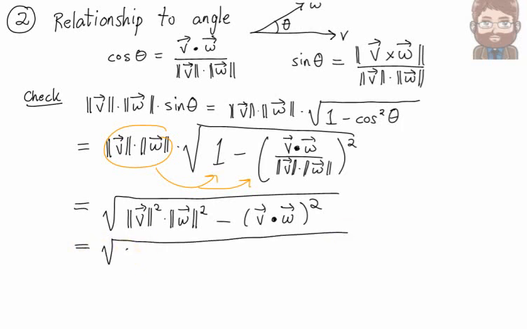You can actually write this using the components of the vectors. What is the length of vector v squared? What is the length of vector w squared?